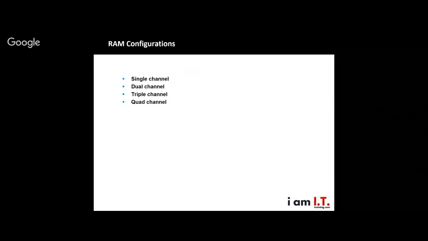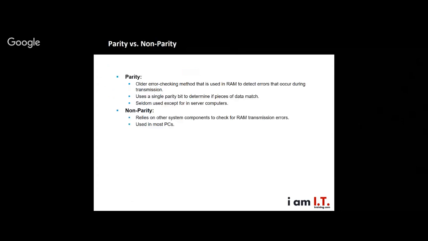Triple channel is faster, uses 3 channels, it's 3 times as fast, and quad channel is faster than that, and it's 4 times the rate of a single channel RAM configuration. So nothing super complex here, just understanding that you do have options to increase the performance of your RAM.